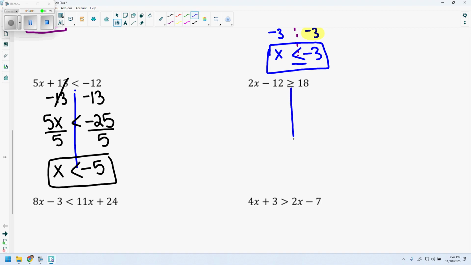Okay, on this one, first step, move the minus 12. I'm going to add that on both sides. So this one cancels. So I get 2x is less than or equal to 30. And then 2 times x, I get rid of my 2 by dividing by 2. I do not have to flip the sign because the 2 is positive. So x is greater than or equal to 15.